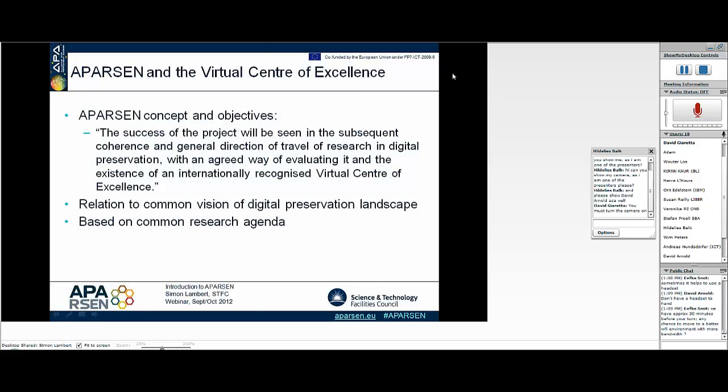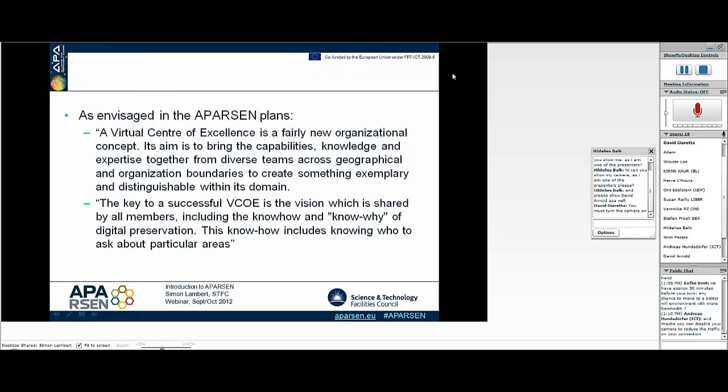So the virtual centre of excellence is a key output of the APARSEN network. It's made very clear in the objectives of APARSEN. I quote here, the success of the project will be seen in the subsequent coherence and general direction of travel of research in digital preservation, with an agreed way of evaluating it and the existence of an internationally recognized virtual center of excellence. So this makes it clear that the virtual center of excellence is in some way related to the common vision of research or of the digital preservation landscape. The two go together. The virtual center of excellence has to be related to those things.